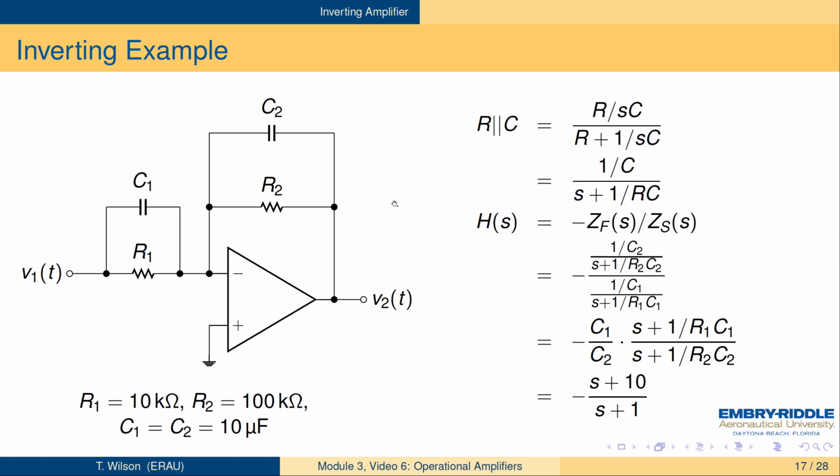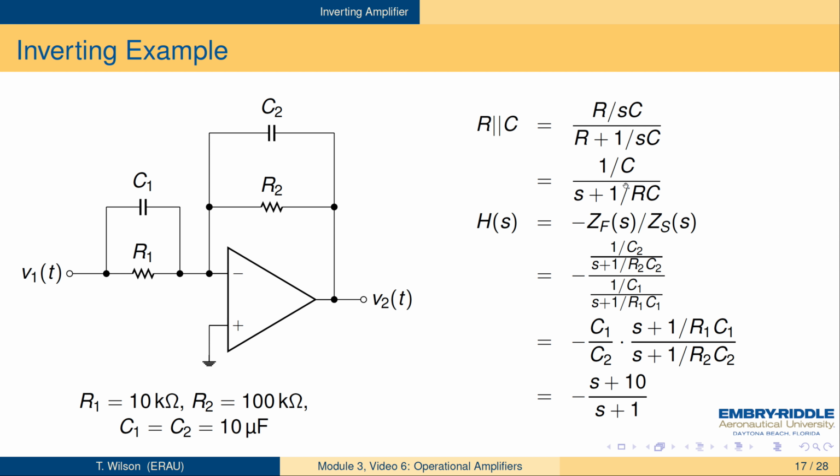It's a little different when we do this with energy storage elements. Here's a circuit where we have an R1 in parallel with C1 as the source impedance and an R2 in parallel with C2 as the feedback impedance. We can do that. Where we've got a resistor, you can put an impedance. Either of these networks has the parallel combination of R and C, which is 1 over C times S plus 1 over RC. And now the network function between V2 and V1 is going to be minus ZF over ZS, where ZF is the feedback impedance, C2 in parallel with R2, and ZS is the source impedance, C1 in parallel with R1.